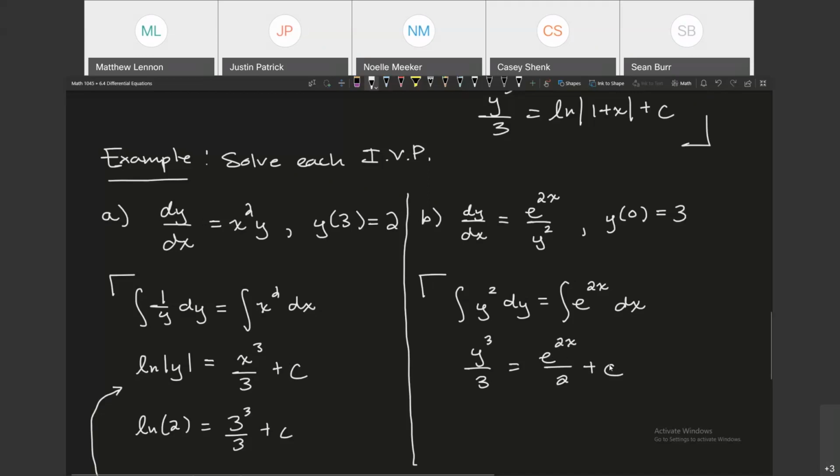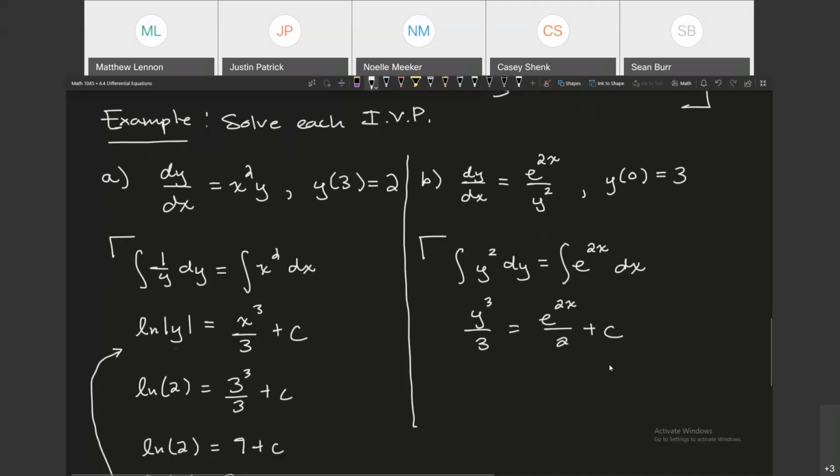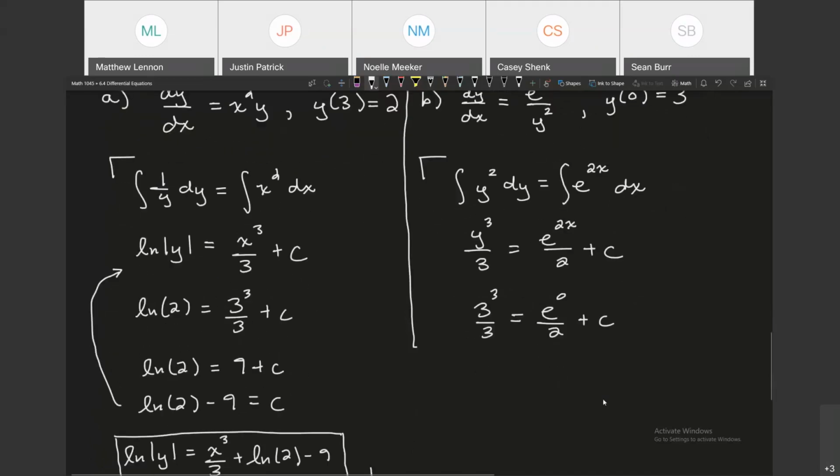And then we just plug in 0 for x and 3 for y. That's the point we have here. So again, we're getting 3 cubed over 3, which is just 9, equals e to the 0 over 2, which is just a half. So essentially 9 equals 1/2 plus c. So when you subtract, you get 17 over 2 is your value for c.